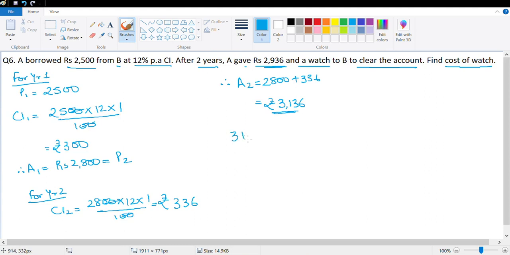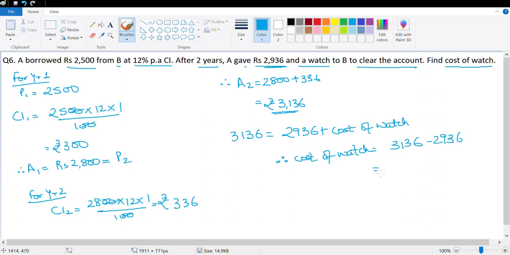So he should have paid 3,136, but he paid only 2,936. So 3,136 is equal to 2,936 plus cost of watch. Therefore, cost of watch is equal to 3,136 minus 2,936, which is equal to rupees 200. So the value of the watch was 200. That's how he gave 2,936 in cash and 200 as a watch value. That's how he cleared his account.